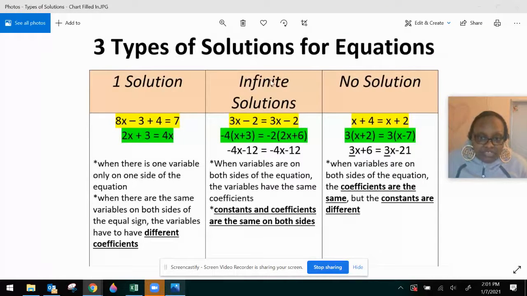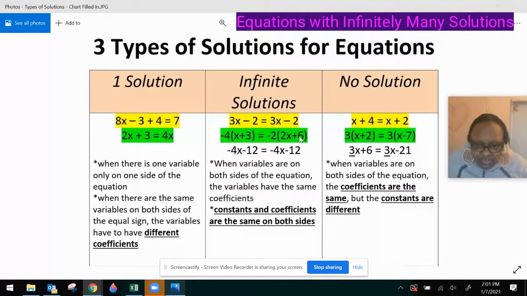Now, sometimes you'll get to an example where everything's the exact same. Notice this middle example, the green one, those parentheses kind of throw us off. We need to simplify it a little bit first before we can really see if it's infinite solutions. So this example is actually simplified below. Once we use the distributive property and multiply the -4 times x and by 3, we get this. And then once we multiply this -2 times the 2x and the 6, we get this.